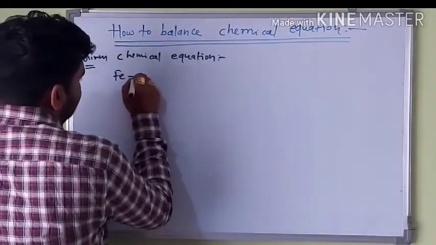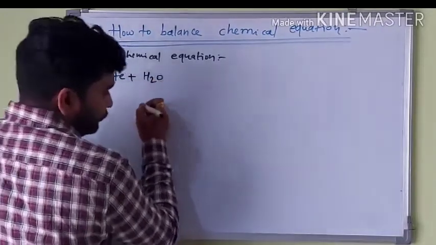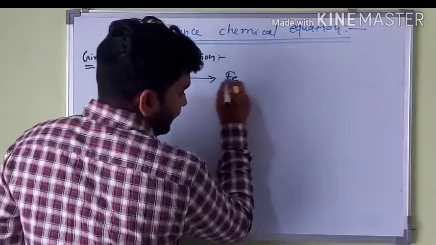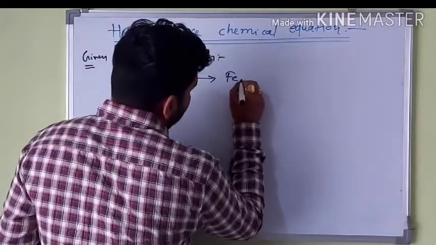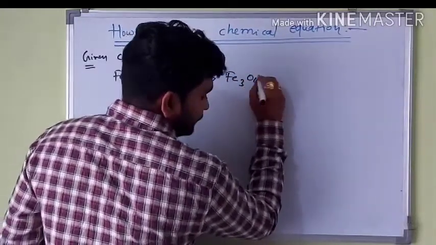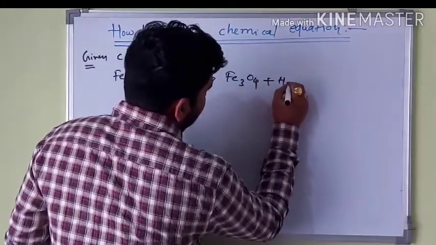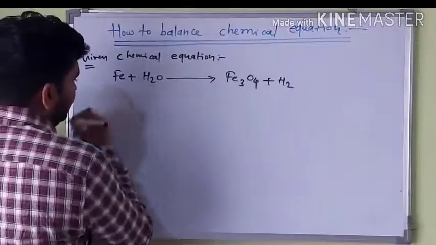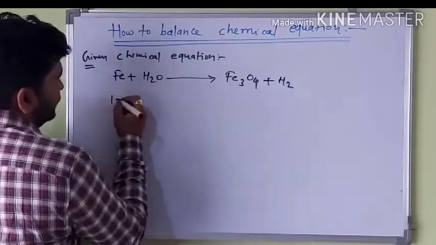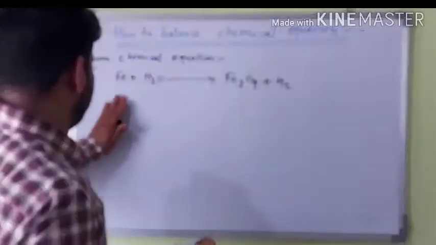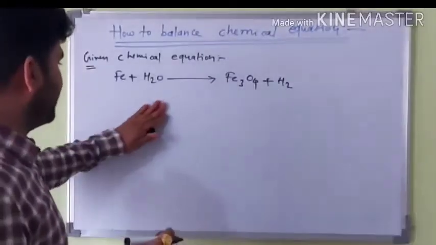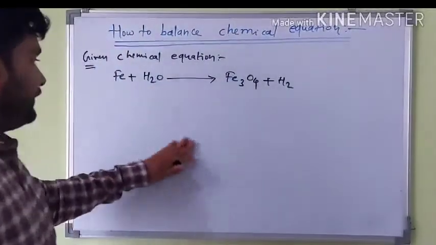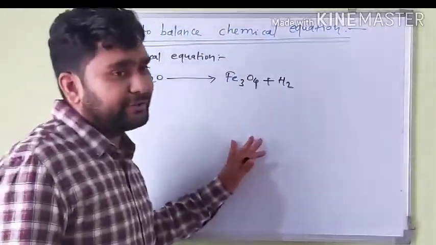Fe plus H2O gives Fe3O4 plus H2. Let's check whether it is balanced or not. No need to check, it is an unbalanced chemical equation. You can check at home whether it is correct or not. I will directly tell you how we balance our chemical equation.